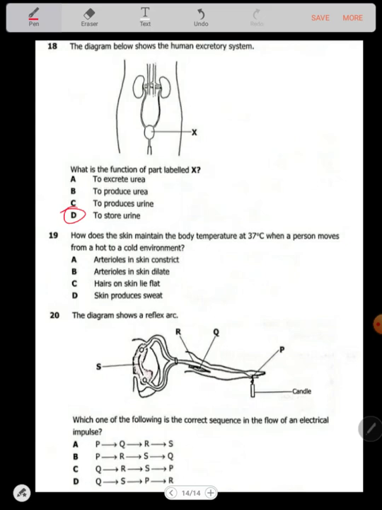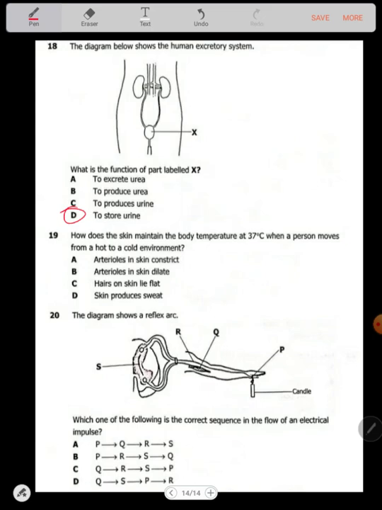How does the skin maintain the body temperature at 37 degrees Celsius, when a person moves from a hot environment to a cold environment? So now you are in a cold environment. How does the skin now maintain the body temperature to make sure that you don't lose too much heat? Arteries in the skin constrict. Why is there constriction? Constriction allows less blood to flow in the blood vessels. Hence, remember, blood carries heat. So when there's a small amount of blood passing through the arteries, that means less heat is being lost. If the arteries dilate, which is B, more blood is flowing, that means more heat is lost.